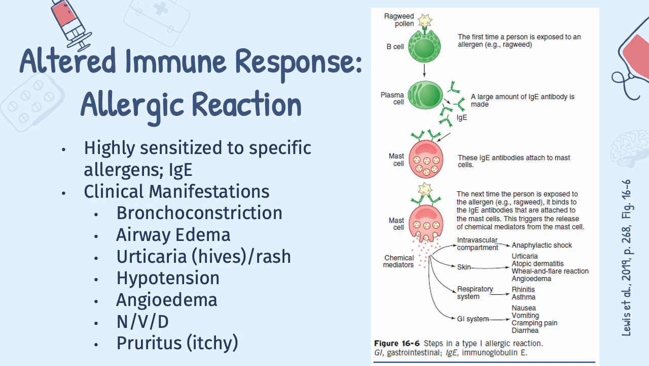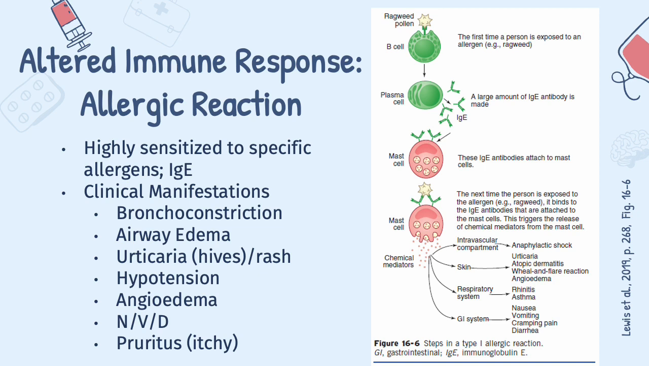These atopic reactions are your allergic rhinitis, so your runny nose, atopic dermatitis, which we see as eczema, or urticaria reactions, which are like hives. We can see these in patients, as well as angioedema, and these are all common types of hypersensitivity reactions. So the one that we'll talk about is type 1 anaphylactic, and this one is mediated by the IgE antibody. This type of altered immune response occurs only in individuals that are highly sensitized to specific allergens.